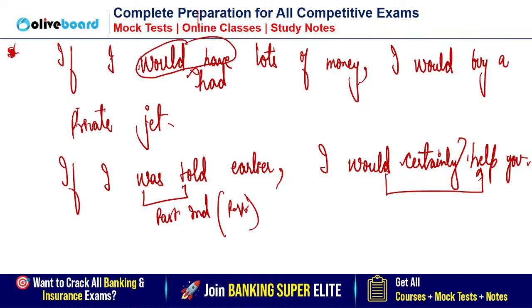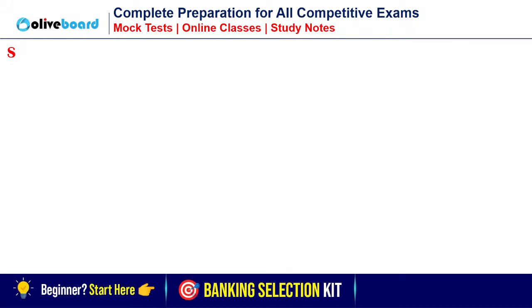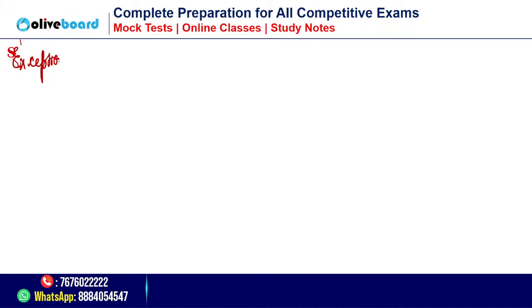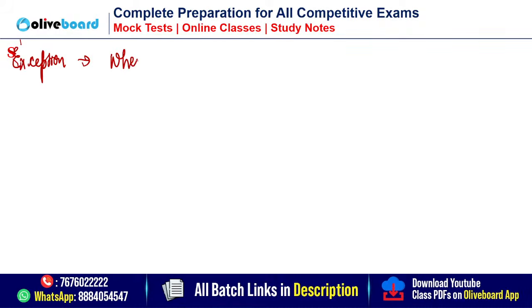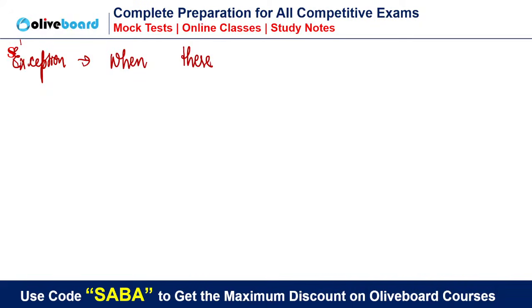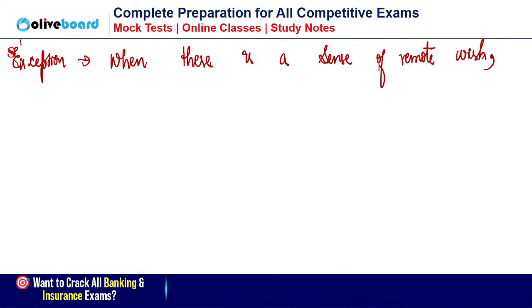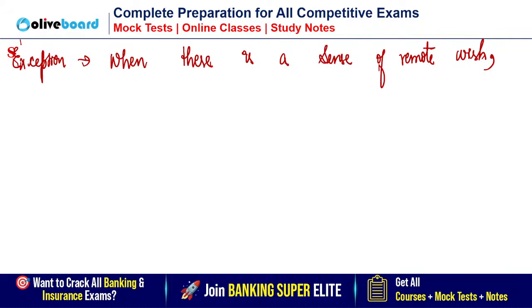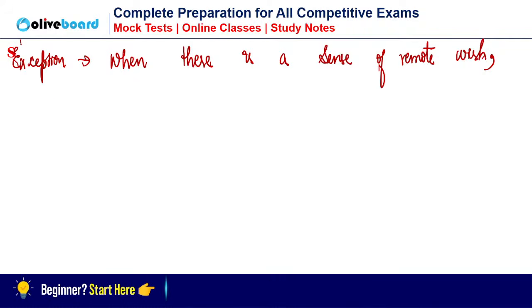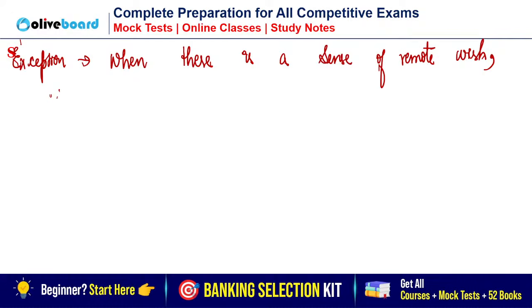Okay. See, now in this condition, there is one, you can say not exception, you can say there is a rule. The rule says that when there is a sense of remote wish, do you know? Kori Kalpana, we say in Hindi. When there is a sense of remote wish, that is, we say Kori Kalpana, जिसको होने की possibility बहुत कम होती है. Okay. So something that is very least likely to be fulfilled.